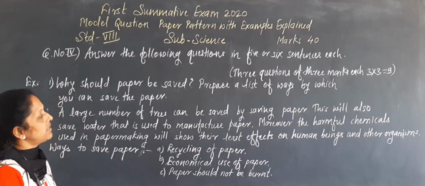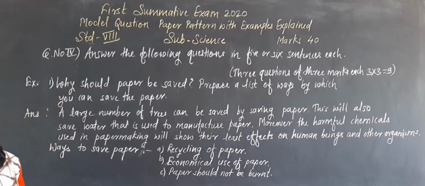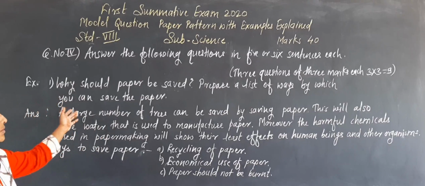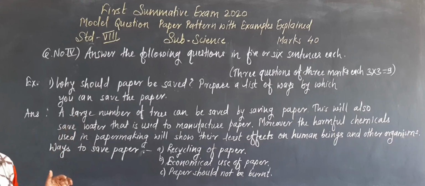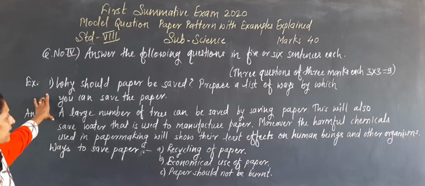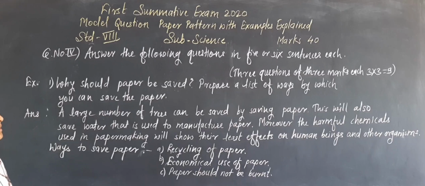So this question is there. It is for the 3-mark question. This is the kind of answer I am expecting for a 3-mark question. This is the one example I gave: Why should paper be saved? Prepare a list of ways by which you can save paper. So this is the answer I am expecting.